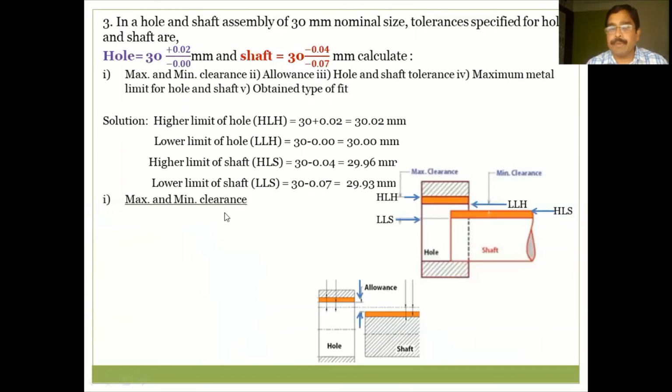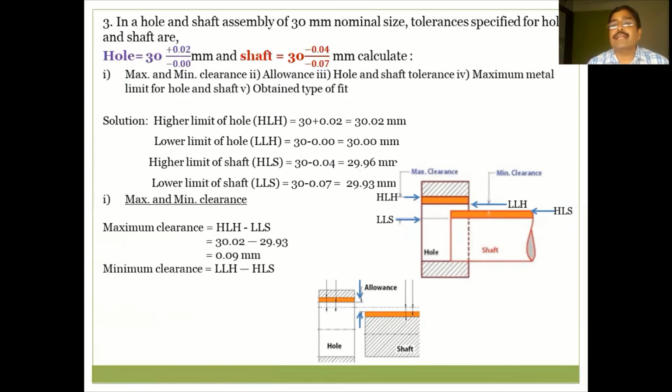Maximum and minimum clearance, again from the diagram. You can see the higher limit of the hole minus the lower limit of the shaft will give you the clearance. The values are already known to you, so you can put the values in and your answer is 0.09 mm. Then for the minimum clearance, you can see here the lower limit of the hole minus the higher limit of the shaft. So your answer is 0.04 mm.